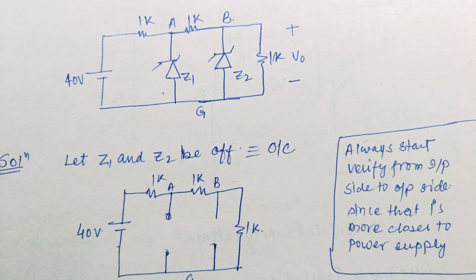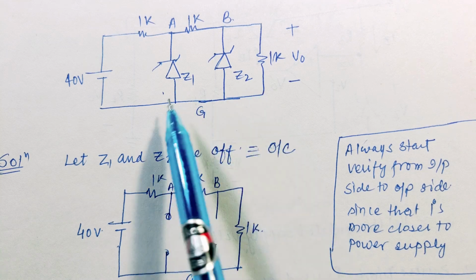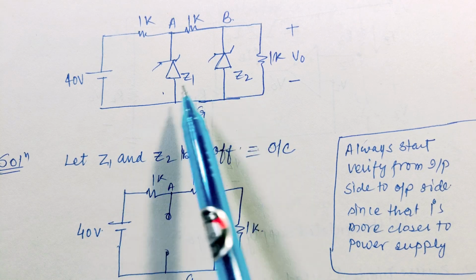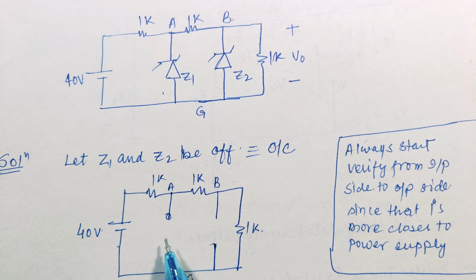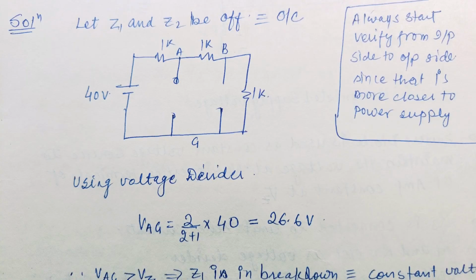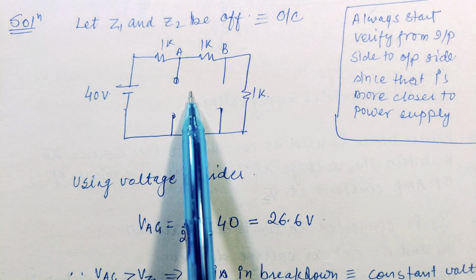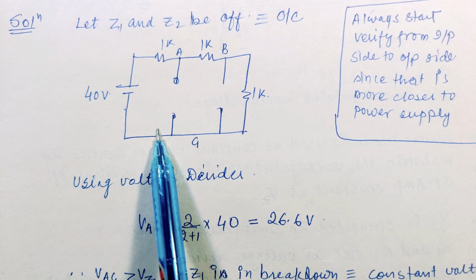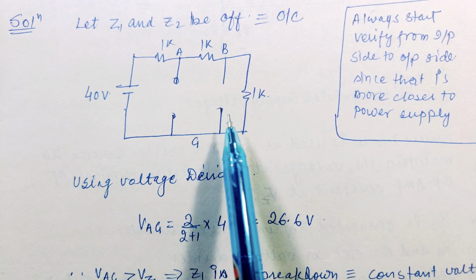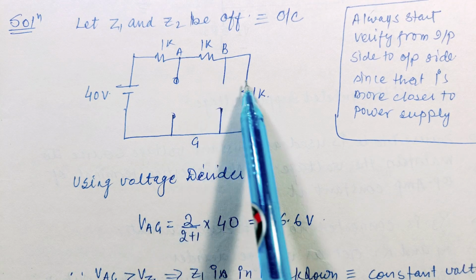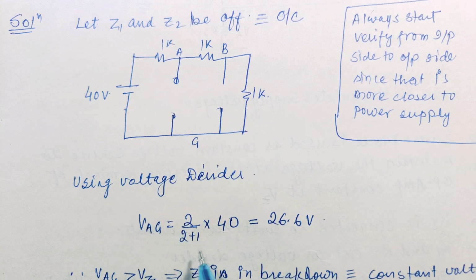We will start the solution by assuming that Z1 and Z2 both are off. Since both are off, they will be open circuited. Here we have open circuited them in the circuit. Now we will calculate VAG voltage and VBG voltage in the circuit. Here VAG can be written by using voltage divider rule. This voltage is across the 1 plus 1, 2 kilo ohm resistors. So VAG equals 2 upon 2 plus 1 into total voltage 40, which equals 26.6 volt. So VAG is 26.6 volt.